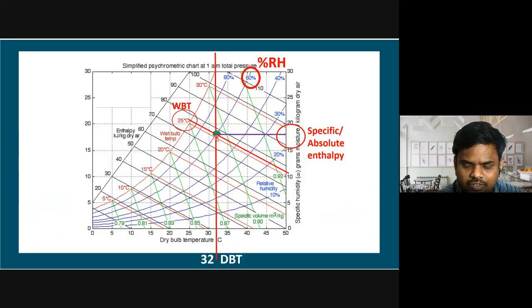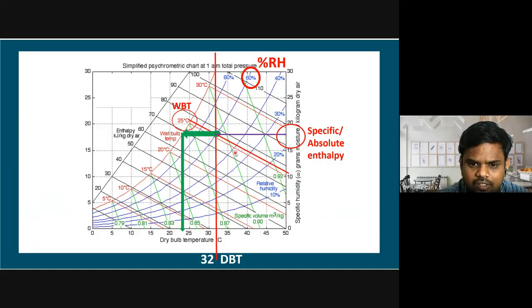So what we have to do, using the scale, you have to draw a line parallel to the x-axis, and in between 15 and 20 we have to get the value for absolute enthalpy. Okay, sorry, it's not absolute enthalpy, it is absolute humidity. So what we get here is absolute humidity. Okay, so this is the enthalpy line. So we have to get the enthalpy line parallel to this one. Okay, so that will give us the enthalpy.